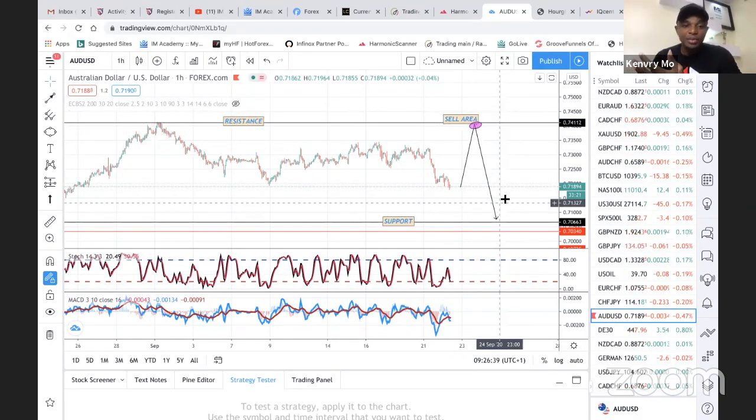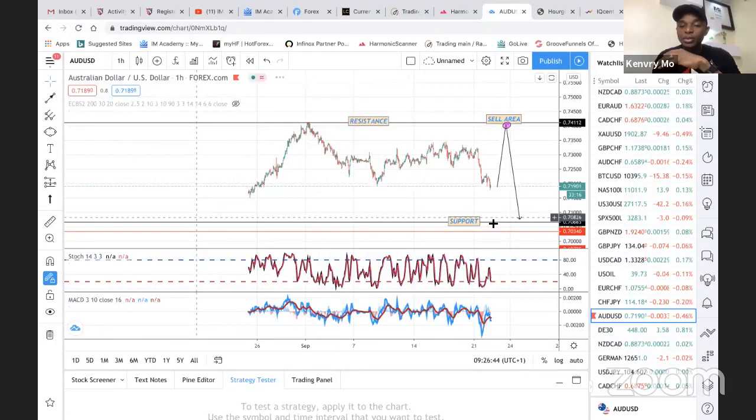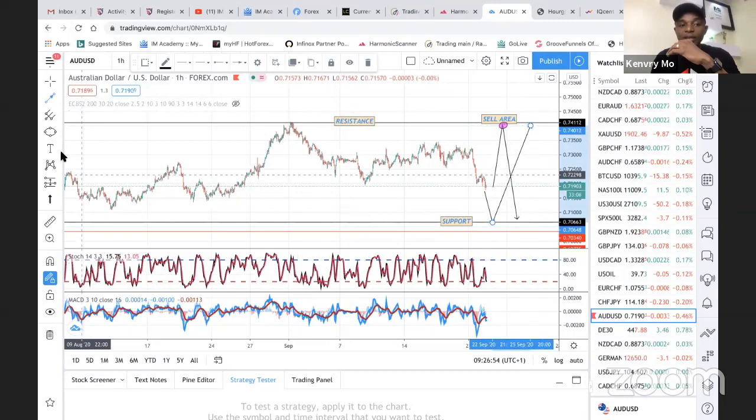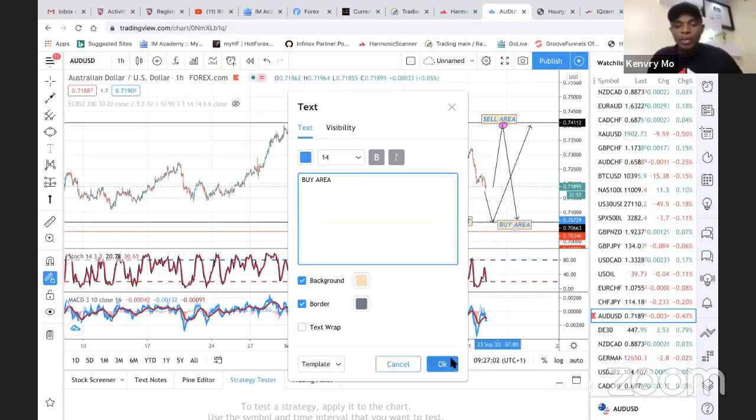Then, because now I got a 4-hour floor, if this market finds its way to this area, what should I do? I'm going to buy. That's a buy area. This is simple trading.